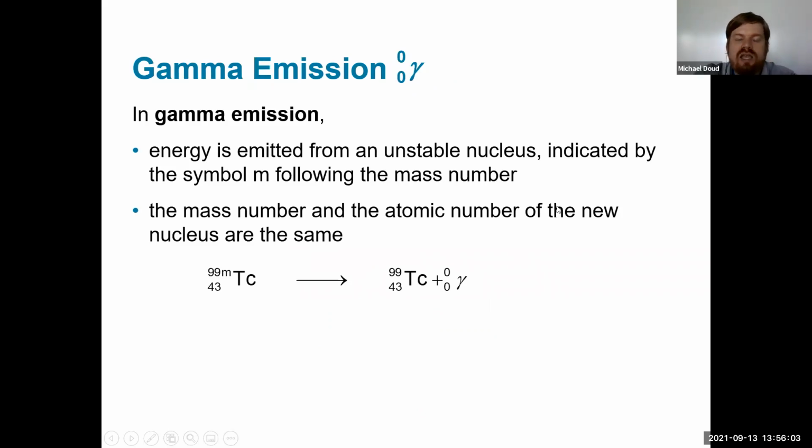Gamma emission, we actually have the same. Gamma emission is just a photon. So it's just pure energy. So there's no atomic number and there's no mass number associated with gamma emission. So what happens is both the atomic number and mass number stay the same for just gamma emission. The classic example is technetium-99m. This is metastable technetium-99. What happens is there's a transition in the nucleus, and that stabilizes to technetium-99 and emits a gamma ray. So nothing changes other than the stability of the internal nucleus.